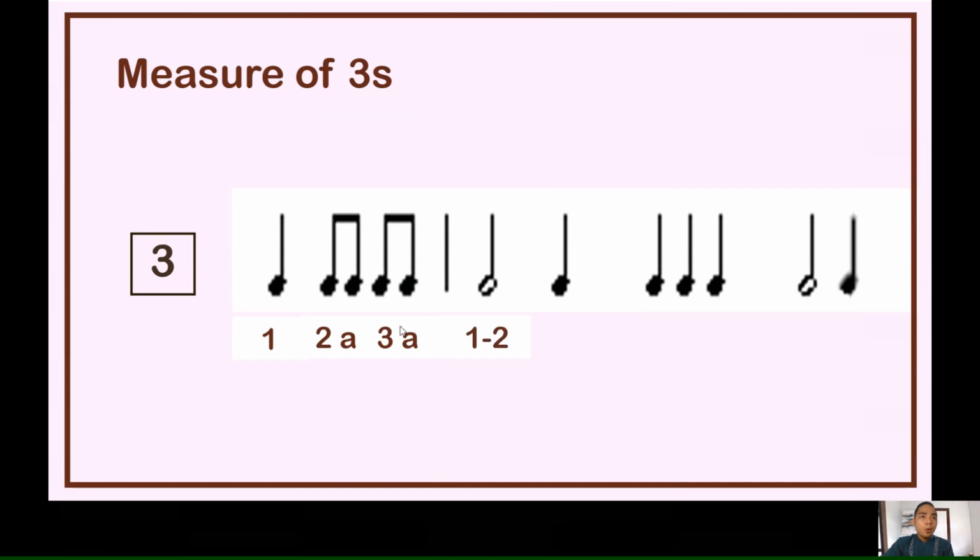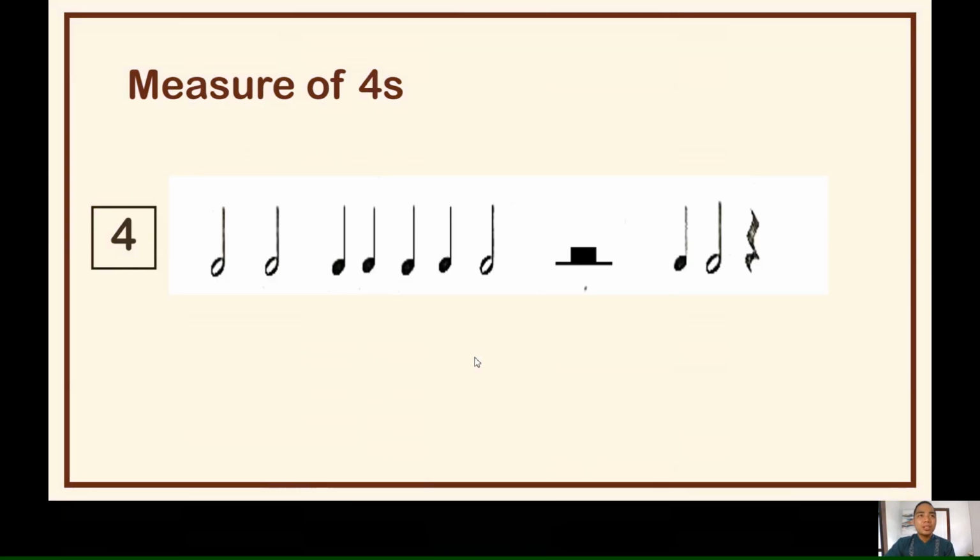Next, a half note, 1 2, a quarter note, 3, so 1 2 3, bar line. Next, 3 quarter notes, so it's 1 2 3, bar line. A half note again, 1 2, a quarter note, 3, bar line. Easy.